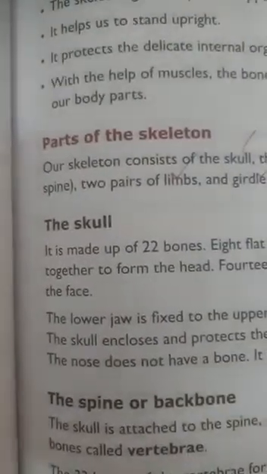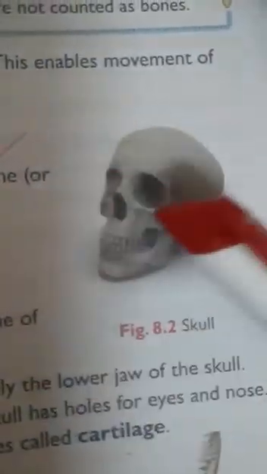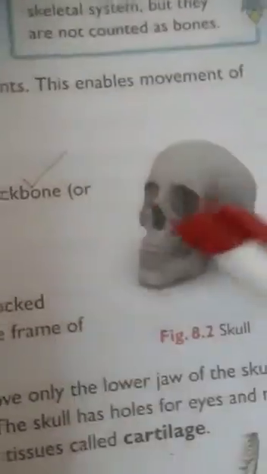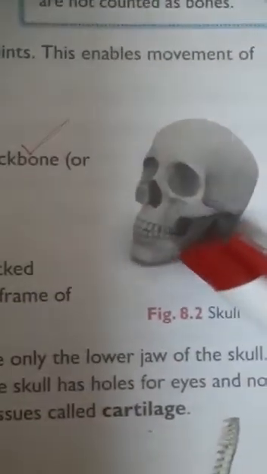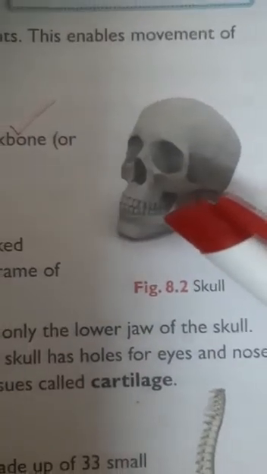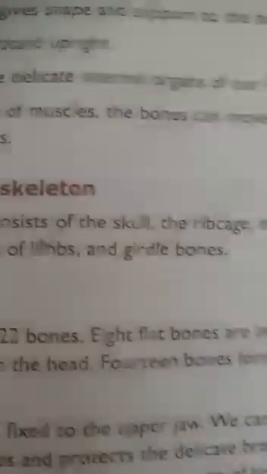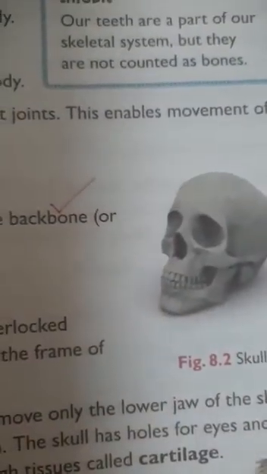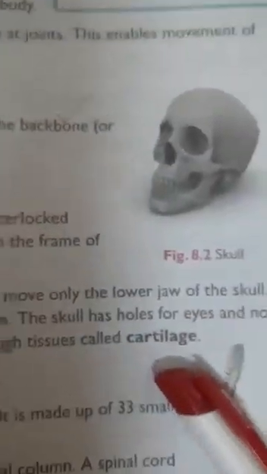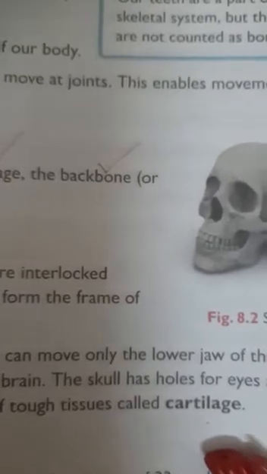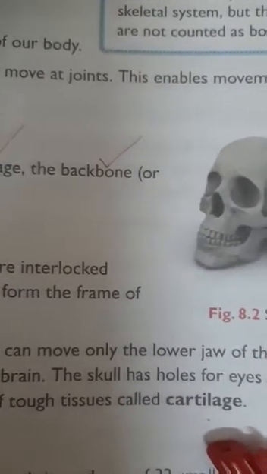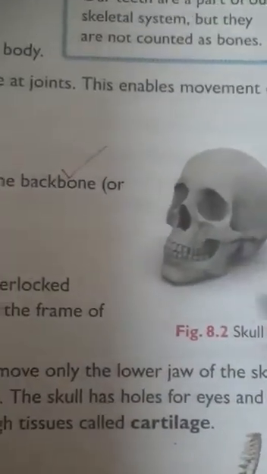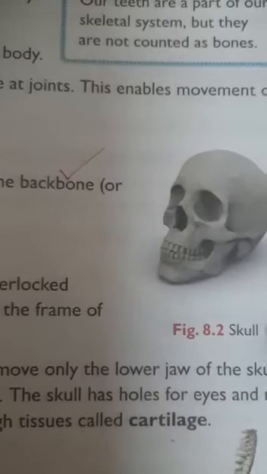The skull has holes for eyes and nose. The nose does not have a bone. It is made up of tough tissue called cartilage. You can touch and feel your nose. It is somewhat soft. This cartilage is also present in the upper part of our ear. So this is all about the skull, which is part of our skeleton.